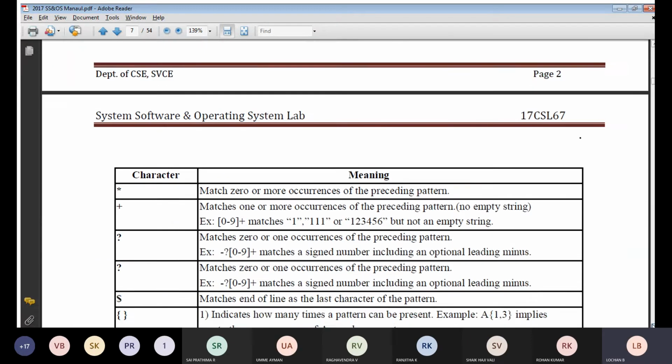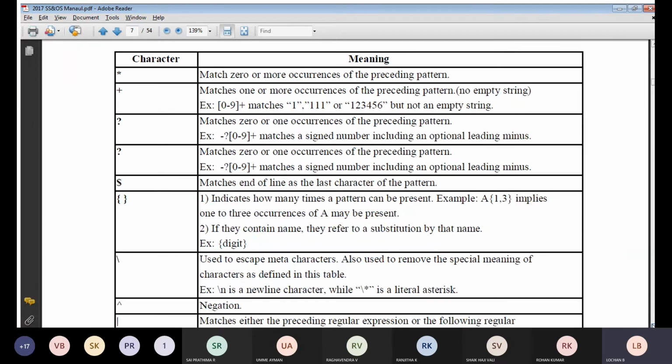Next is star. Star is nothing but a match of 0 or more occurrences. You have studied all this in your ATC, that is, automata theory and computability. For example, let us consider a to the power n b, a grammar we have taken. In this case, I can take the n value from 0. That means we are going to match 0 or more occurrences of the regular pattern.